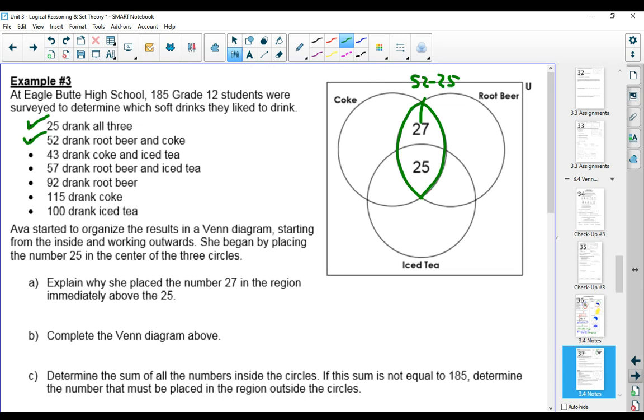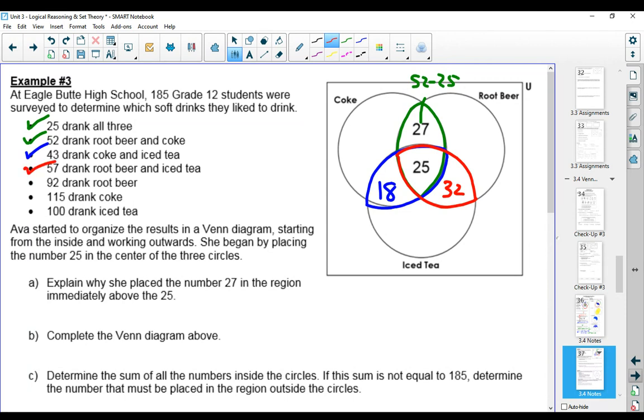43 drank Coke and iced tea. Well, Coke and iced tea is this piece right here. And so we already have the 25, so if we take 43 and subtract 25, we get 18. And again, check it off as we go. And then we have 57 who drank root beer and iced tea. Well, root beer and iced tea is this piece right here. 57 take away 25 is 32, because again, the 32 and the 25 has to add up to 57.